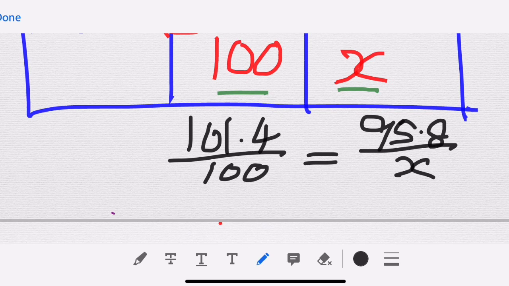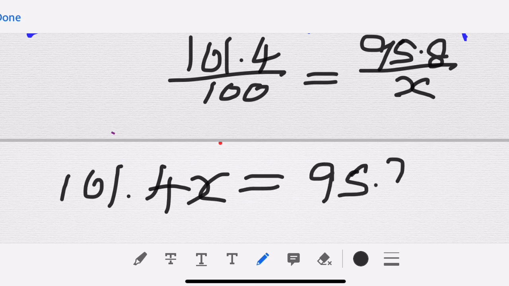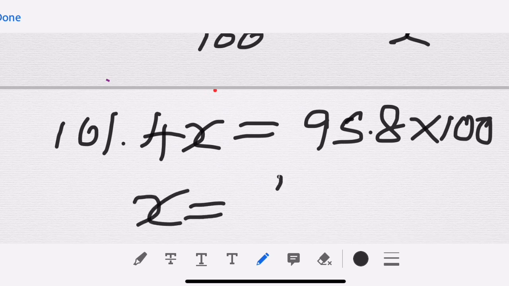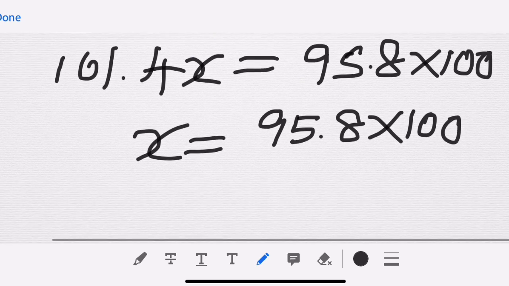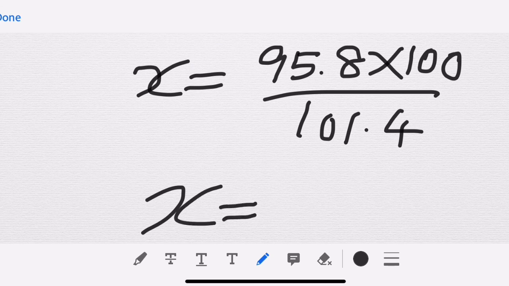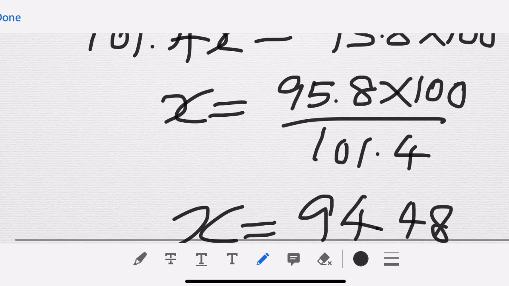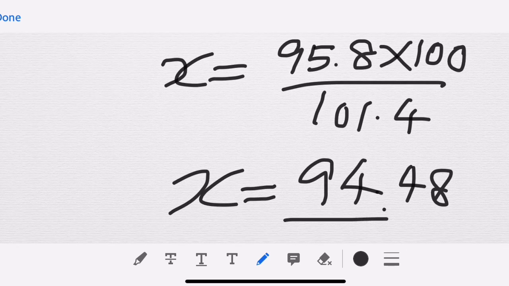So after that, you just cross multiply. 101.4x is equal to 95.8 times 100, right? So then your x will be 95.8 times 100 divided by 101.4. So your answer is still the same, 94.48. Okay, so this is how you solve the index number involving 3 years by using 3 different methods.